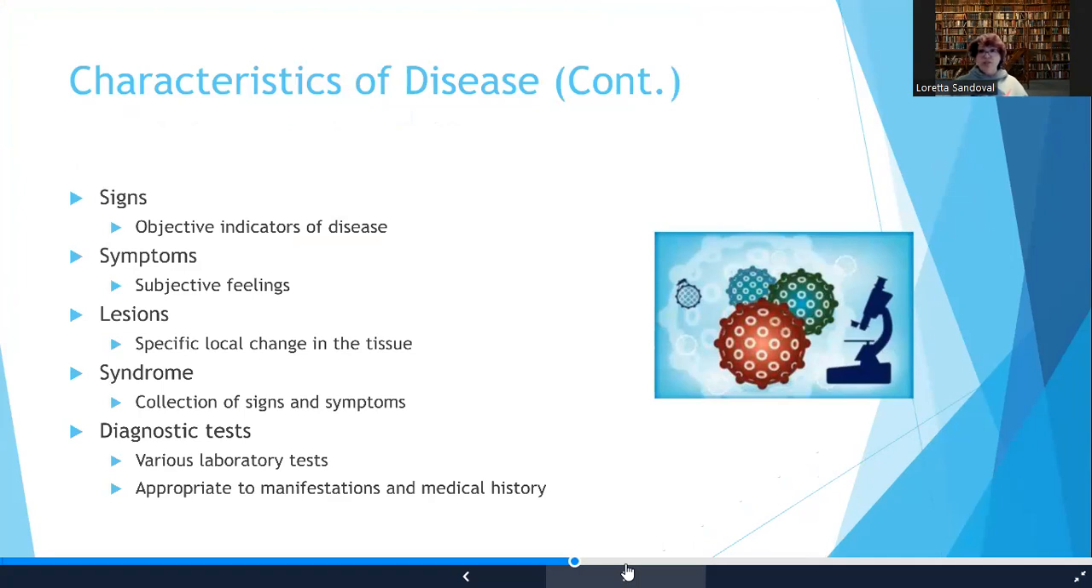Lesions are specific local changes in the tissue. So there are certain diseases that are associated with particular lesions, and we'll talk about all sorts of different lesions throughout this. A syndrome is a collection of signs and symptoms that sort of go together that might indicate a particular disease process going on. So there's certain diseases that have clear signs and clear tests that you can test for. And there's some syndromes that maybe there's not a clear test that you can test for, but you can look at the collection of signs and symptoms and say, yes, this fits in that box. So diagnostic tests can be various laboratory tests that are appropriate to the manifestations and the medical history for the person. So it's up to the healthcare provider to determine which tests are going to be run.